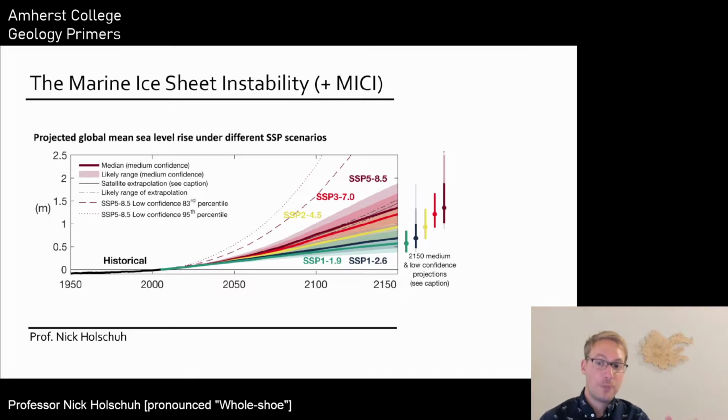Those futures incorporate our understanding of this process called the marine ice sheet instability, which leads to accelerating ice loss through time. You can see there are also these dotted lines that are at the very high end. Those represent futures in which we burn a lot of fossil fuels, but also this other unstable process, the marine ice cliff instability process, takes over. In order to understand uncertainty in our high-end projections, we need to think a lot about these two processes.